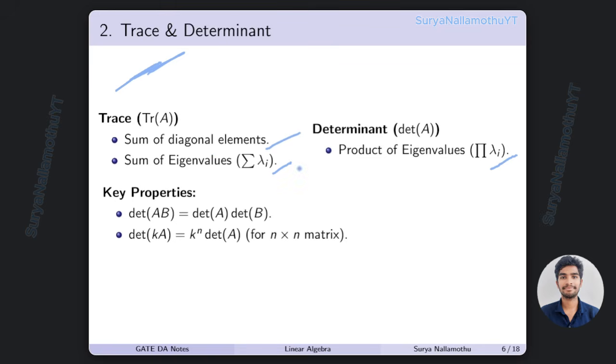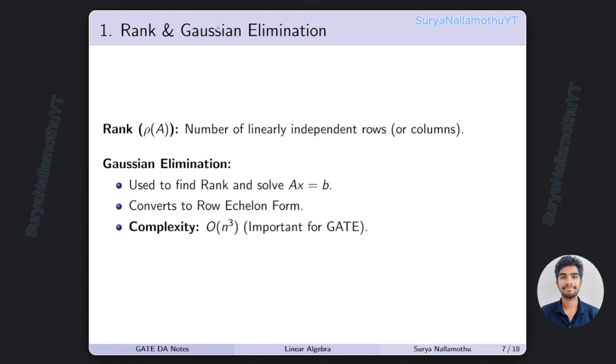Right? Next, rank and Gaussian elimination. For Gaussian elimination, the complexity in the normal situation is O of n cube. This is most often important for the GATE exam. But a previous year asked this, and the answer is not O of n cube, but O of n square.